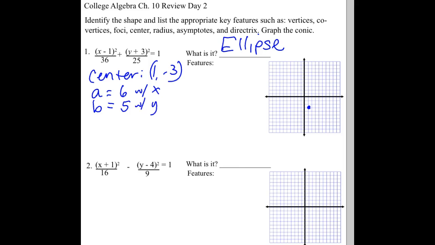Okay, so can we mark those on our graph? We're going to go 6 in the x direction. And what are we going to call that? One of our vertices. Okay. What are the coordinates of that point? Okay, so I moved in the x direction, which means I'm changing the x coordinate of my center point, right? I'm making that go up 6 and down 6. So my other one should be at -5, -3.